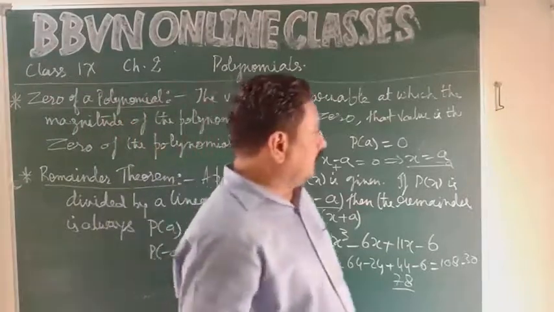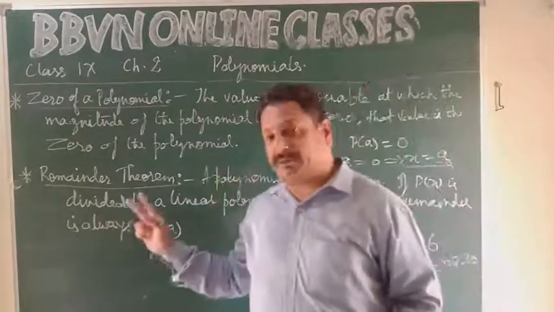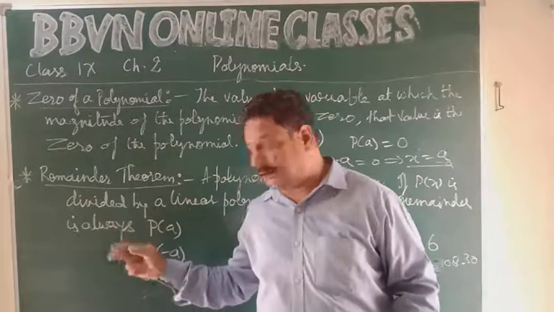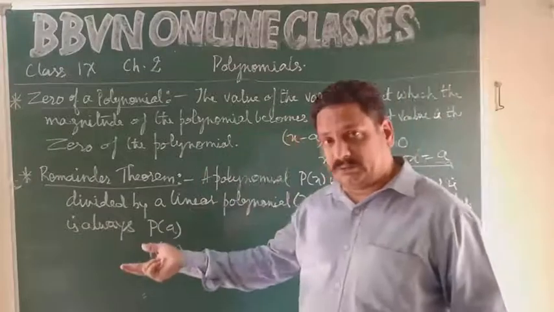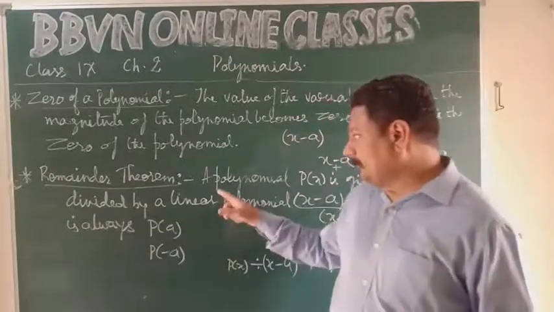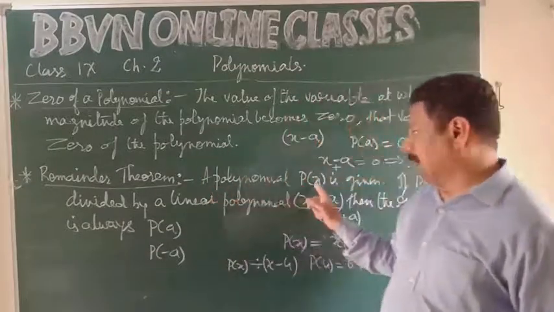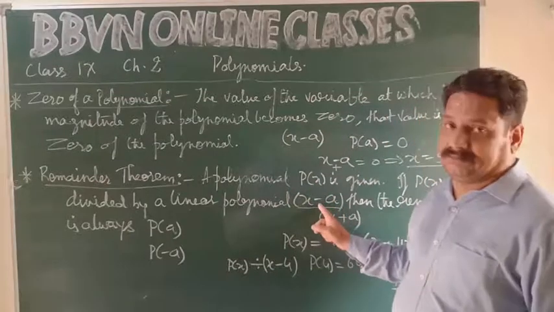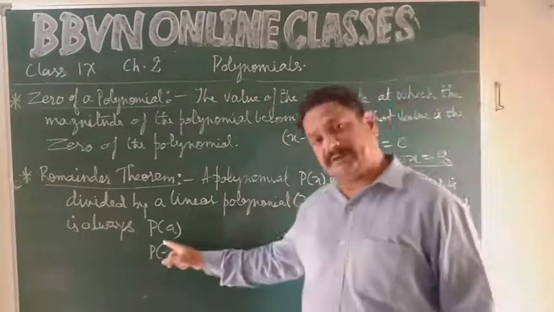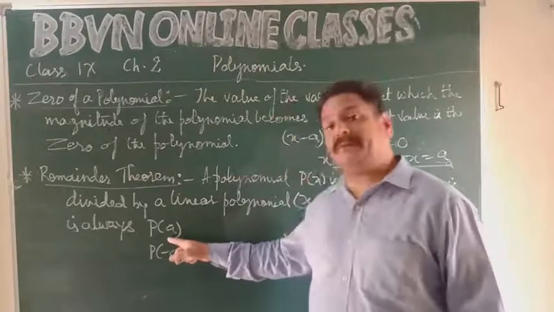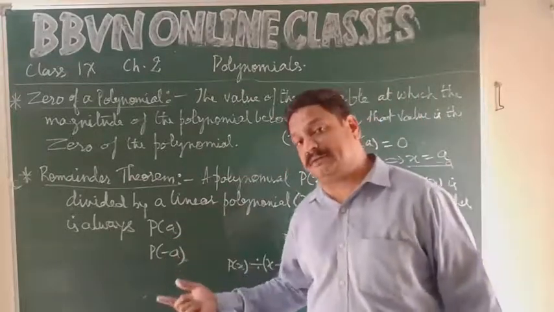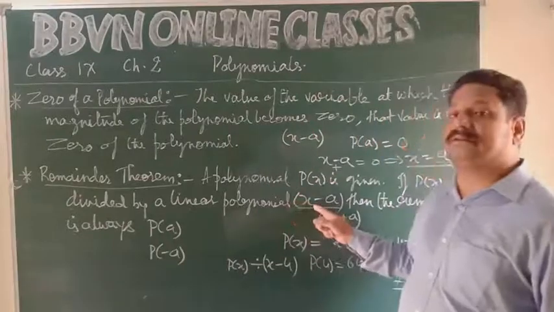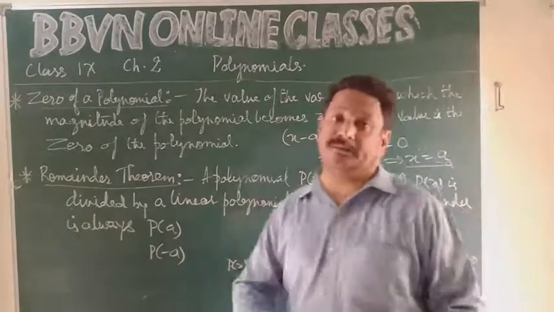Okay, children? So we have discussed 0 of a polynomial. We have discussed remainder. Now this remainder theorem concludes the factor theorem. If I am dividing polynomial p of x by linear polynomial x minus a, the remainder is always p of a. If p of a becomes 0, meaning the remainder becomes 0, then what do we say? We say that x minus a is the factor of the polynomial.